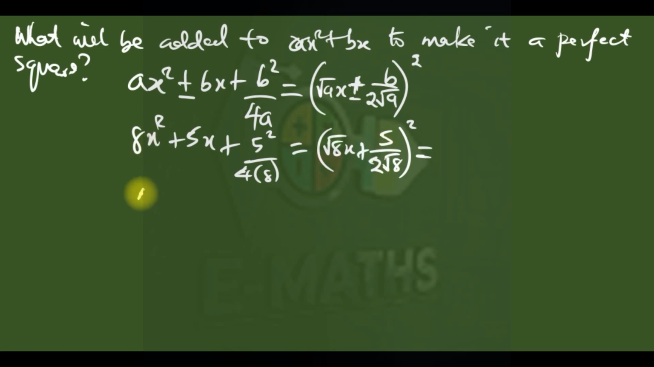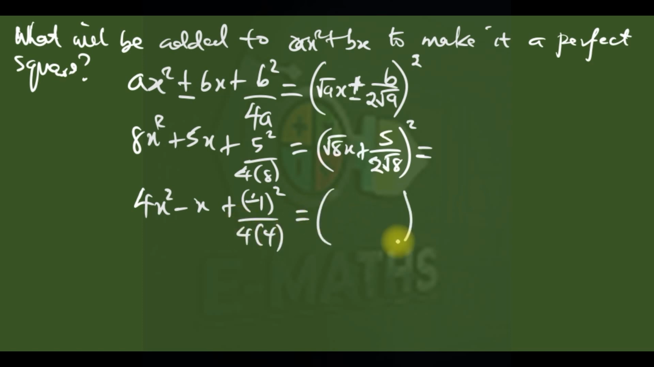Or maybe if you have 4x squared minus x, what will be added to this to make it a perfect square? Just b squared, which is minus 1 squared, over 4 times 4. So what will you get? The square root of 4x squared is 2x. What you have here is minus the square root of 1 squared, which is 1, and the square root of 16 is 4. So that's it, all squared. Do you see it? So that's the knowledge we use here.